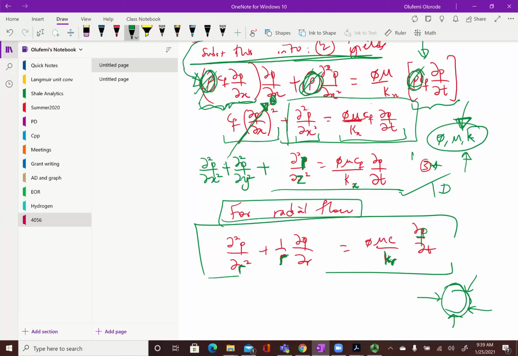Good. So again, that's the equation we solve in well testing. It's called the diffusivity equation. You've seen what we had to do to get this form of the diffusivity equation. We basically assumed these terms were constant, and we simplified it.